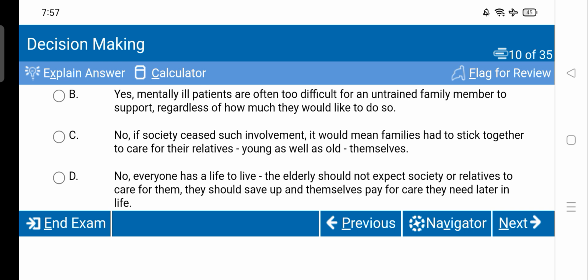Option D, no, everyone has a life to live. The elderly should not expect society or relatives to care for them. They should save up and themselves pay for care they need later in life.